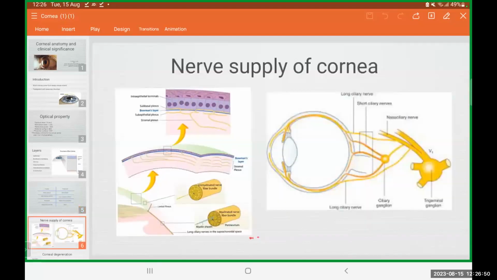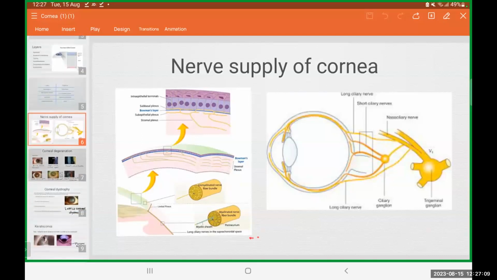Then the nerve supply of the cornea: it comes from the ophthalmic division of the trigeminal nerve. It gives branches to the nasociliary nerve. Then it goes to the long ciliary nerve and short ciliary nerve. Then it forms the pericorneal plexus, which is divided into the intraepithelial plexus, subepithelial plexus, and stromal plexus.